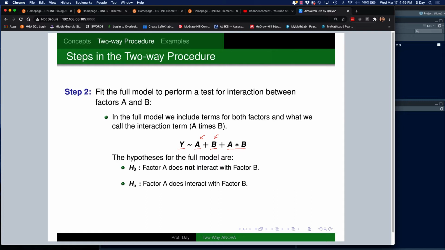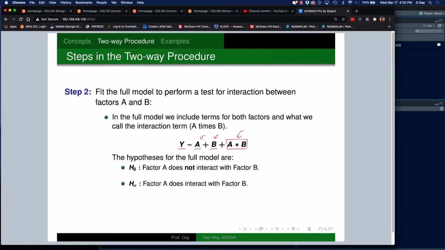Sometimes you can get into some trouble with that. But the interaction term's p-value is the one we're really going to be concerned with. The hypotheses for the full model again are H0, factor A does not interact with factor B. We kind of want to not reject the H0 here. And then the HA is that factor A does interact with factor B. So we'll fit that model to see if we have an interaction.